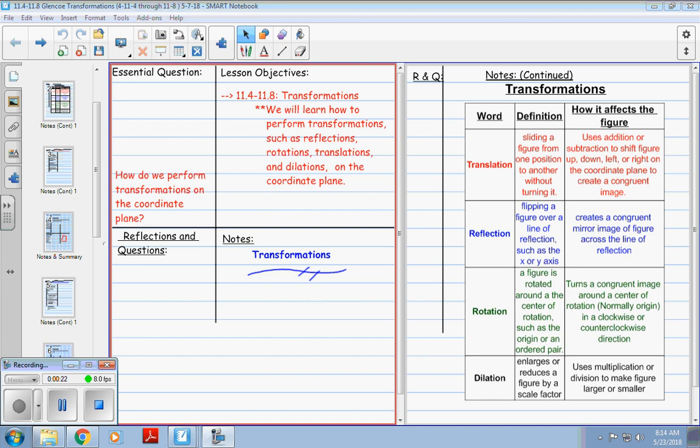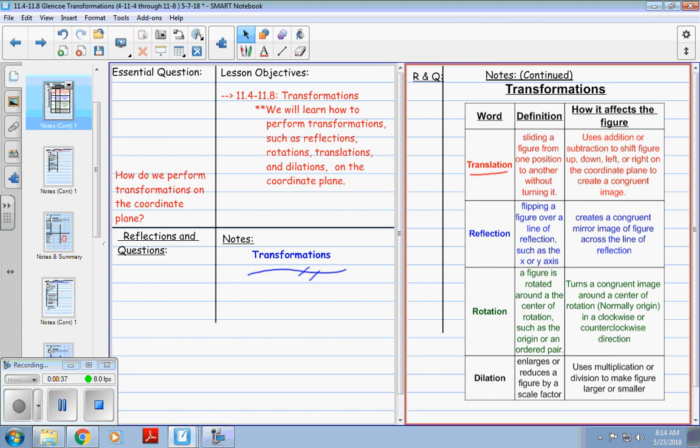Welcome back. So our essential question here is going to be, how do we perform transformations on the coordinate plane? And again, we're going to be focusing on 4 separate transformations. The 4 transformations we're working on, we're going to have a translation that's going to shift the same figure up or down.